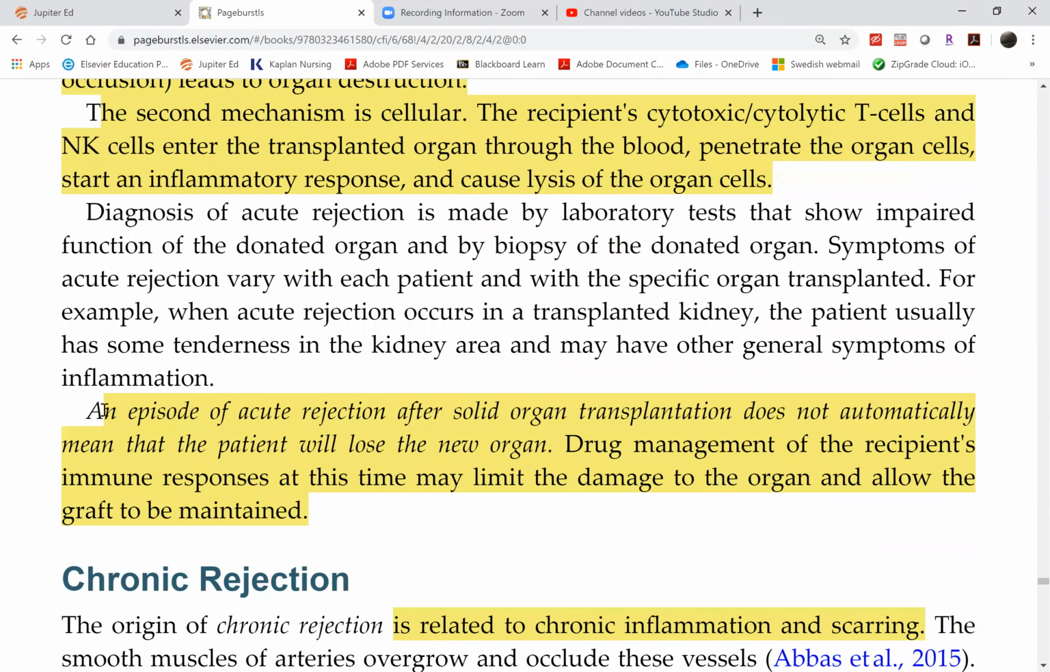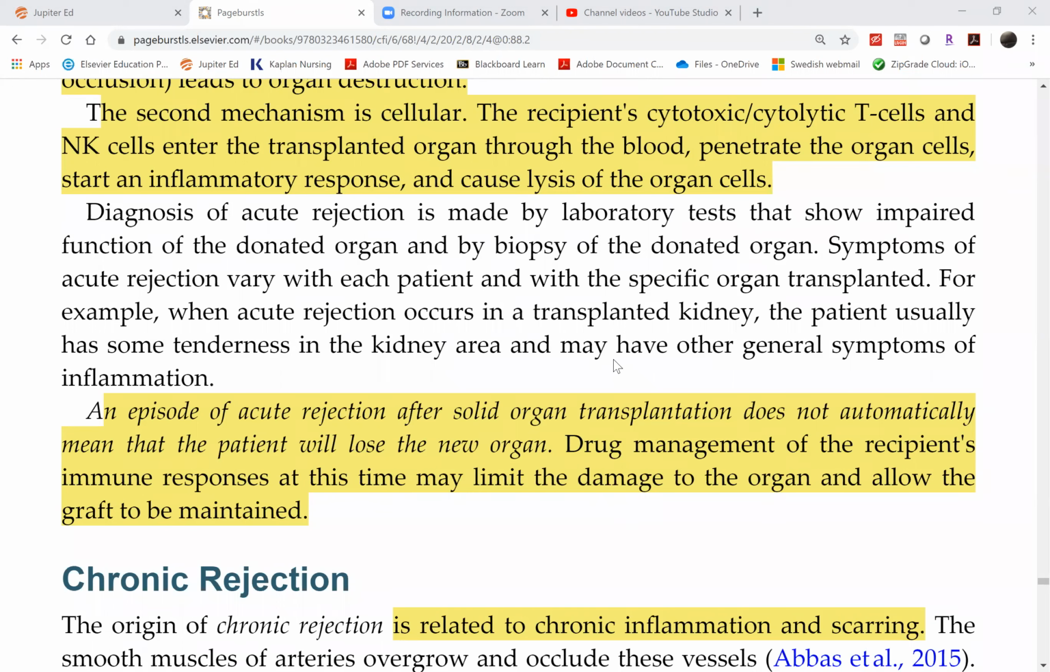As stated here, an episode of acute rejection doesn't mean you lose the graft. We can still save it. We can do it by drug management. You can either increase the amount of immunosuppressants, or you can add more medications. Okay, and this can occur again and again.